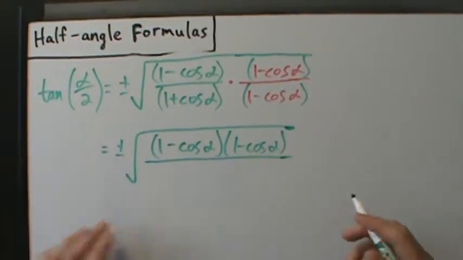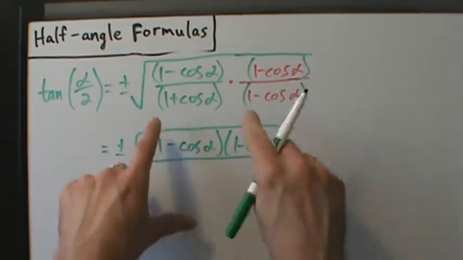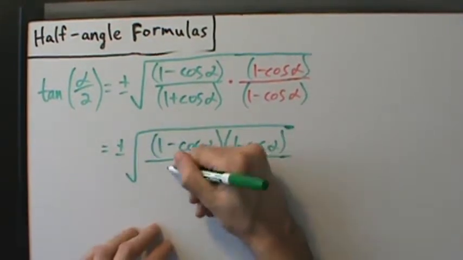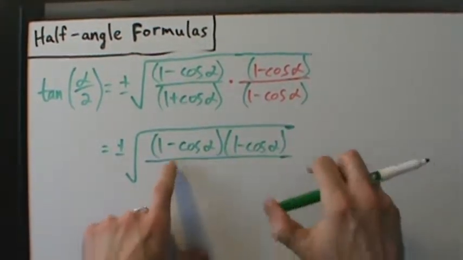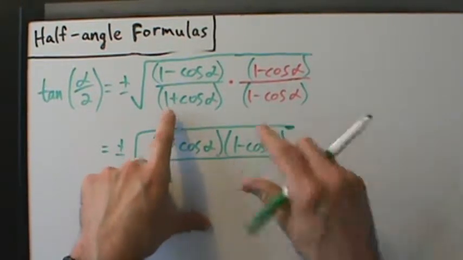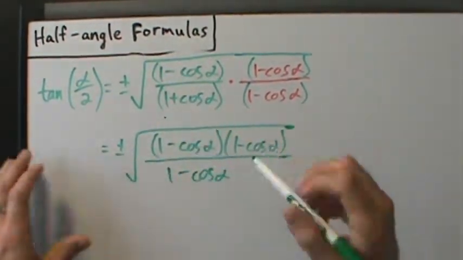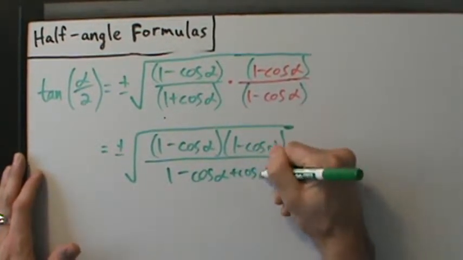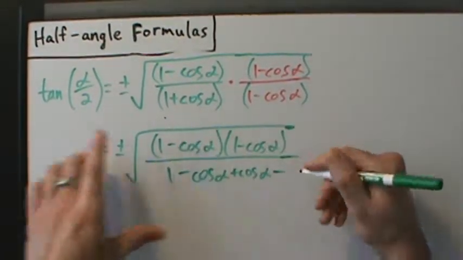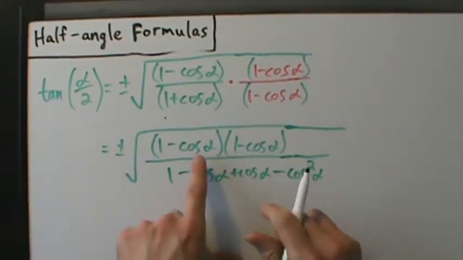Okay, thinking ahead a little bit, I don't think we're actually going to have to FOIL on top, but let's FOIL on the bottom. First is 1 times 1, which is 1. Outer is minus cosine of alpha. Inner is plus cosine of alpha. And last is plus cosine alpha times negative cosine alpha, so that's minus cosine squared of alpha.